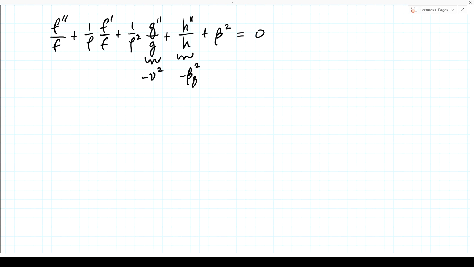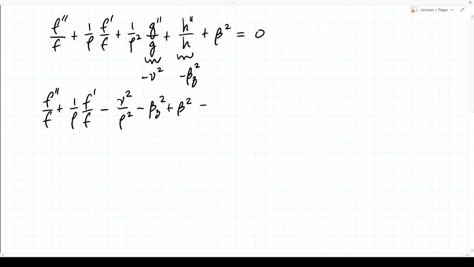So this then gives us the equation f double prime over f plus 1 over rho f prime over f plus, well, let's see, minus nu squared over rho squared minus beta z squared plus beta squared is equal to 0. So here's beta squared minus beta z squared. Let's define that to be a new constant, beta rho squared. So that'll be beta squared minus beta z squared.